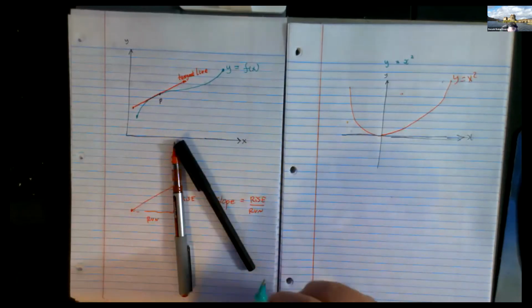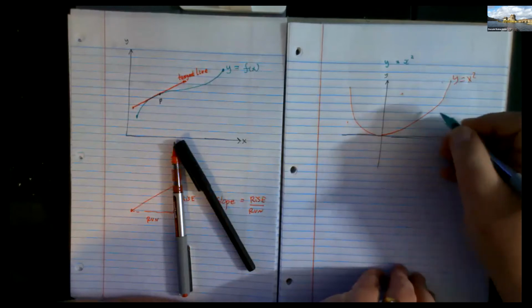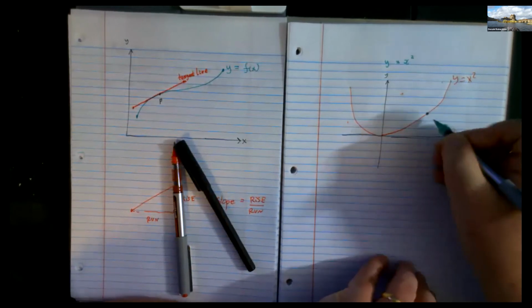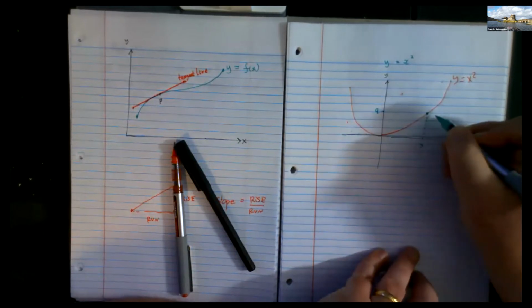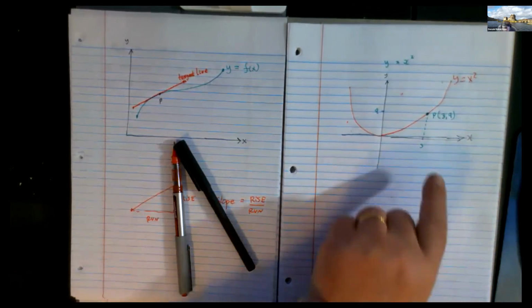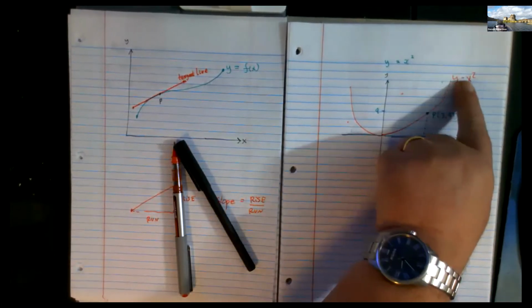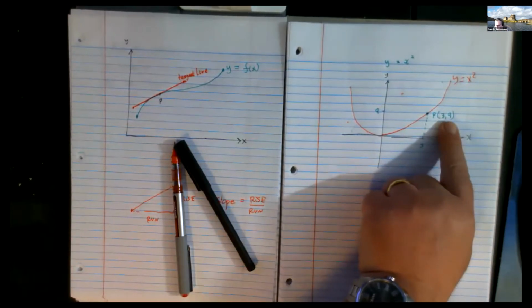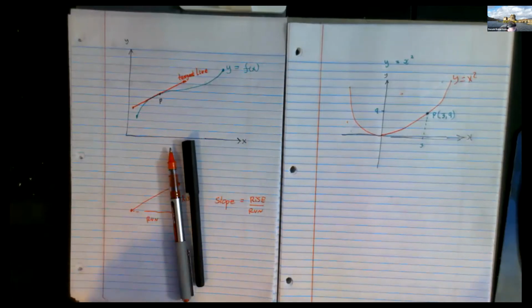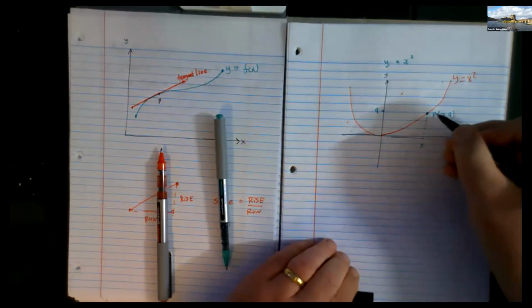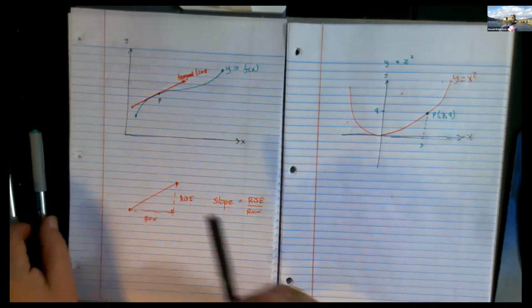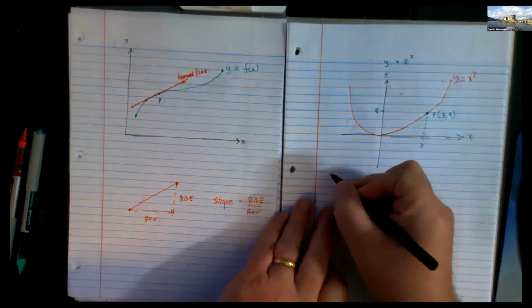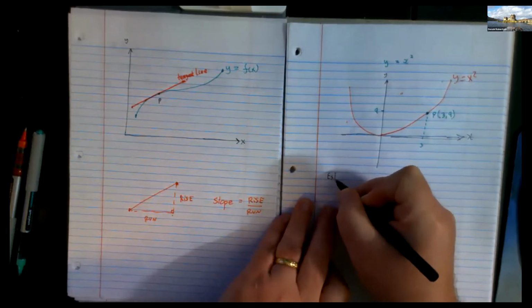Now, let's pick a point. I'm going to pick this point here. Can we pretend that this point here, we'll call it P, has coordinates 3, 9? Are you happy that if the x is 3, the y coordinate is 3 squared? So that's where the 9 came from. And I want to find a tangent line. But we're only going to do an approximate one. So let's find an estimate.